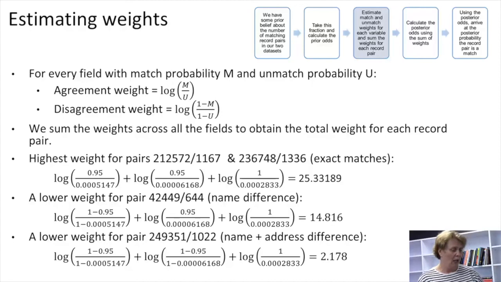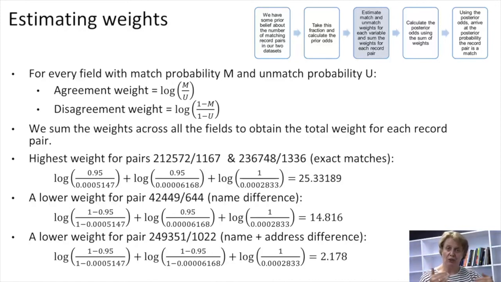So, anyway, for now, for the simple example, this number is 25.33. When I look at the second pair, 42449 compared to 644, so that's comparing record number 42449 on the transaction file, the SAM file, with the SBE file, index number 644, do the same calculation, I come up with a number 14.816. So, you know immediately that I am putting a higher weight on that first pairwise thing as being a match than on the second pairwise thing.